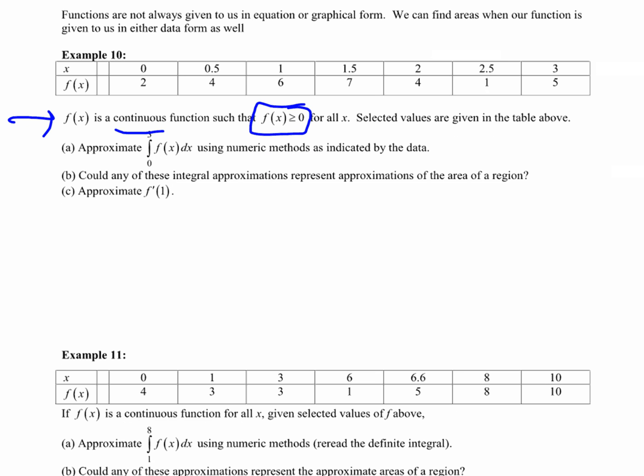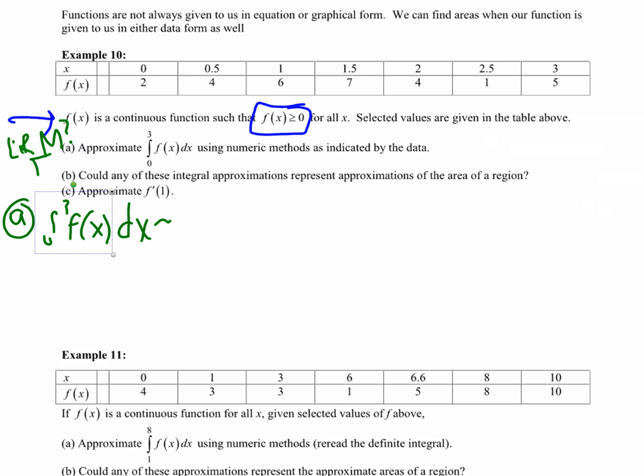So we're going to approximate the integral from 0 to 3 using numeric methods as indicated by the data. What this is saying is we can use left hand, right hand, midpoint maybe, trapezoids. All right, so we're going to approximate this. One thing that I've noticed is there are 1, 2, 3, 4, 5, 6 different pieces of information. Okay, so 6 different rectangles we can use.